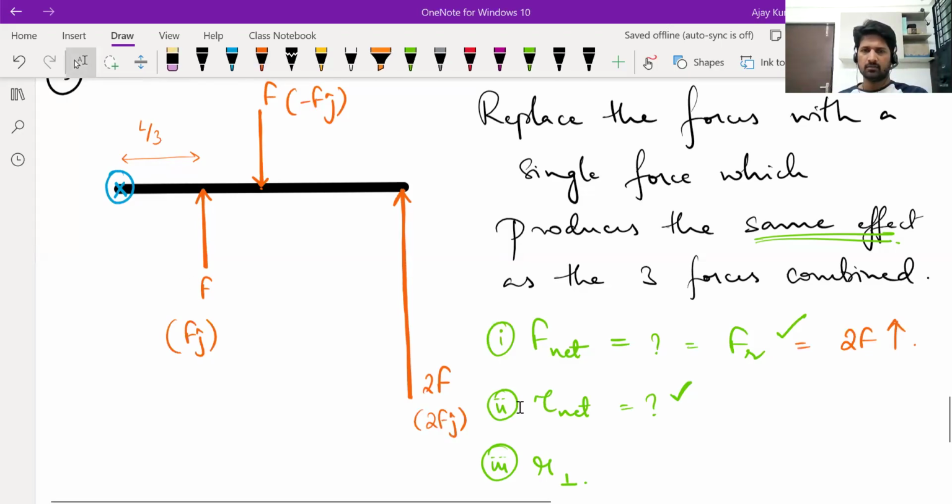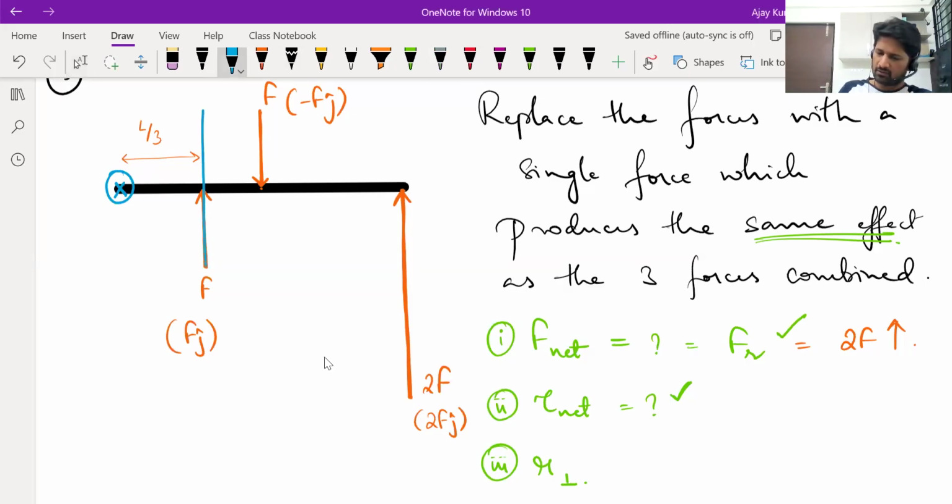Okay. Next, Aishwarya, did you calculate the net torque produced by these forces? Sir, yes. How much? 4FL by J. We'll see. This force, the force F, which is acting close to the axis, it's acting along this line. The perpendicular distance is L by 3. So the first torque is FL by 3. Okay, let's use capital L itself.